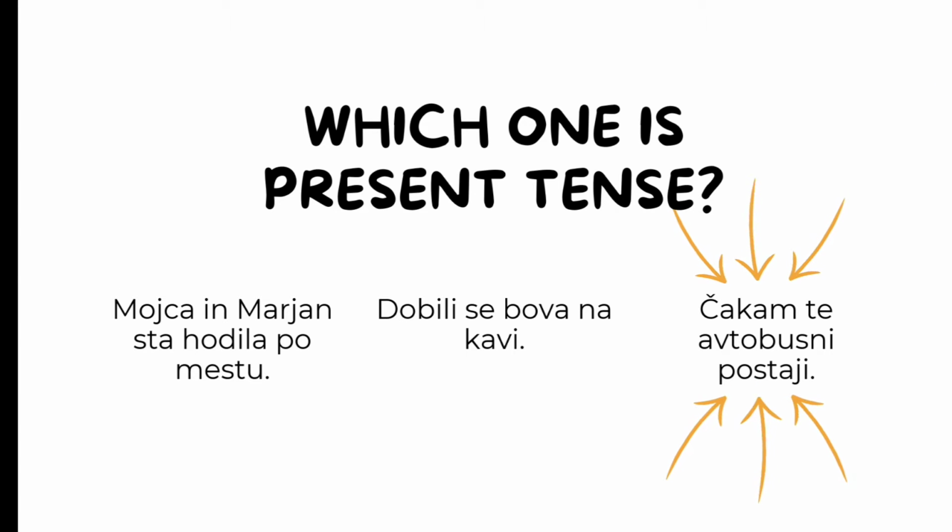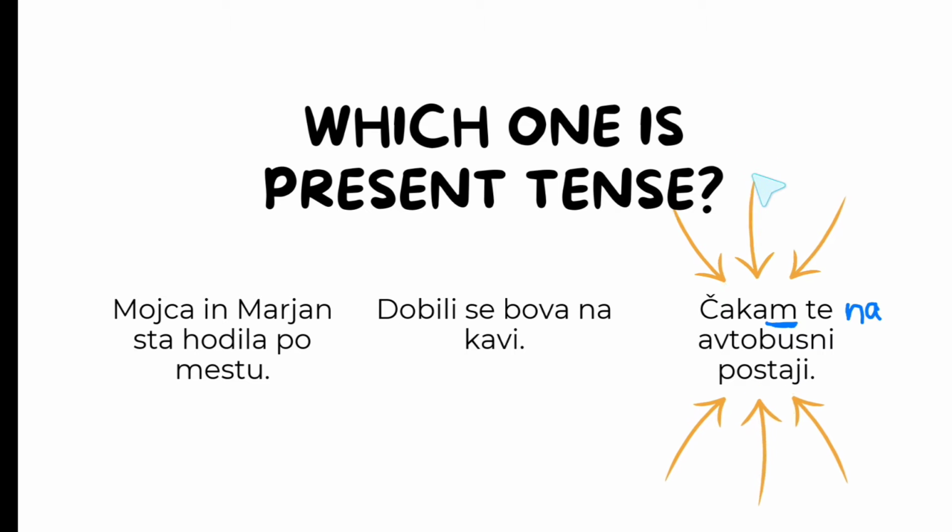The answer is čakam te na avtobusni postaji. I wait for you on the bus station. So, how do we know this is present tense? We have the ending čakam, and that is the first person singular ending used in present tense. Čakam te. I wait for you on the bus station.